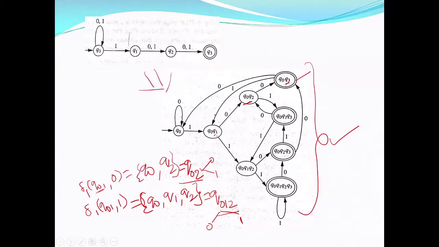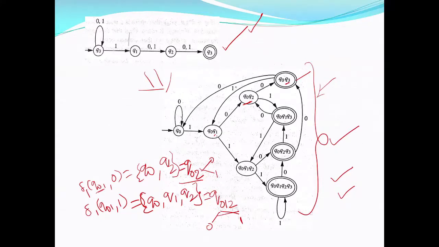Okay? You can give any input string. If the string is accepted here, it will be accepted here. If the string is rejected here, it will be rejected here, and vice versa. Then only we can say these two are equal. Suppose all the strings accepted in this NFA are accepted here, and in addition, if this one accepts some other strings which are rejected there, we cannot say these two are equal.